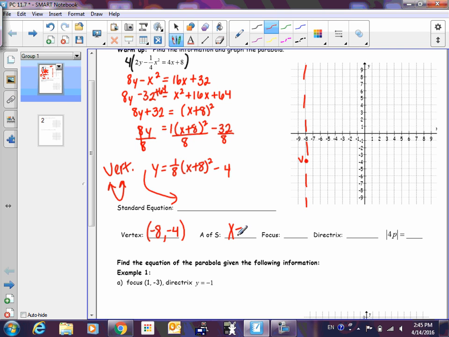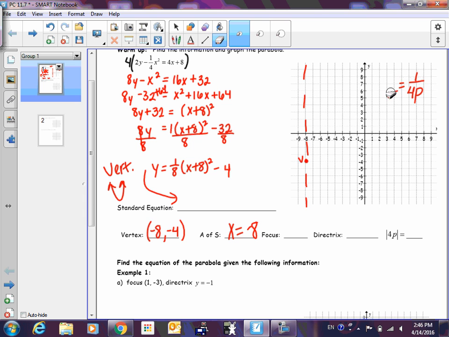Vertical. So x equals what? -8. To do the next thing, you have to figure out what p equals. And let me remind you, I'm going to do this over here because we'll have more space. You have the formula A equals 1 over 4p. That's on your blue card. And remember, A is 1/8.